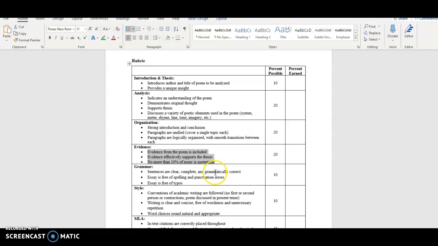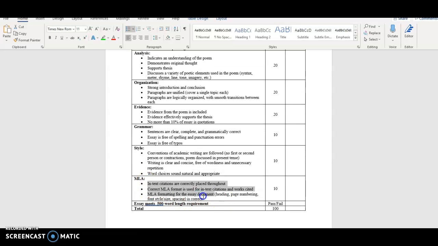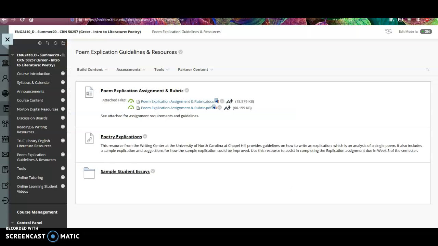I do want you to try to make sure that no more than roughly 10% of your essay is quotations from the poem that you're analyzing, because I want most of that 500 to 750 words to be your own analysis of the poem. So the other parts of the rubric are focusing on basics, grammar, writing style, and following MLA format, as well as meeting that 500-word minimum length requirement. So let's go ahead and take a look at the sample essays.